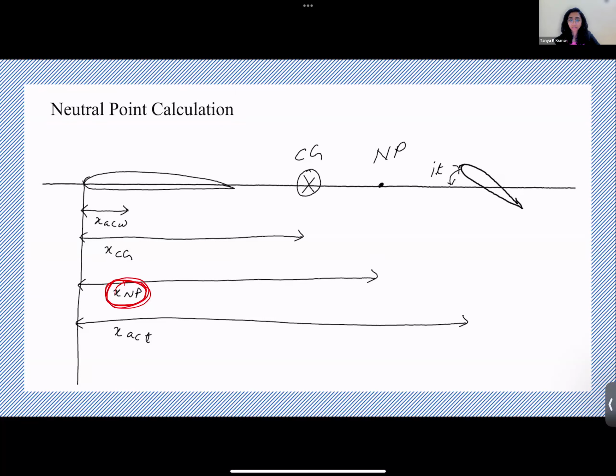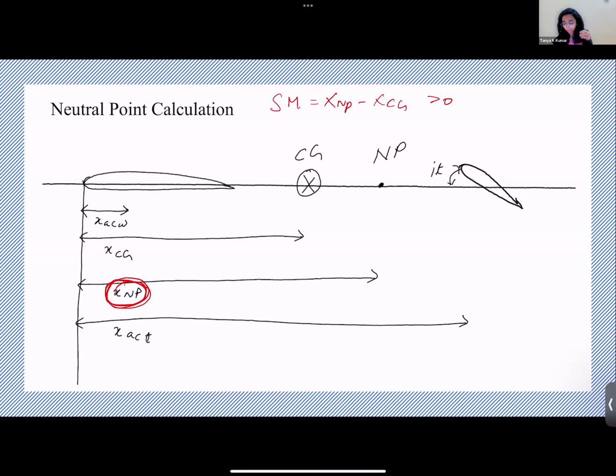Stable. Why is it stable? CG ahead of neutral point. So what is the static margin here? XNP minus XCG, and it's positive, right? Yes, it's correct. XNP minus XCG is greater than 0. So for a stable aircraft, static margin is greater than 0. This is just like we had seen.